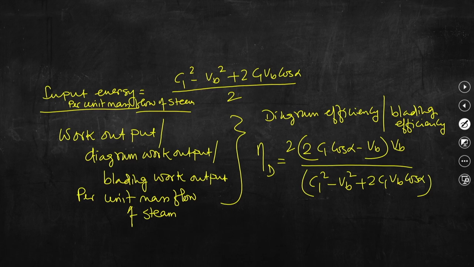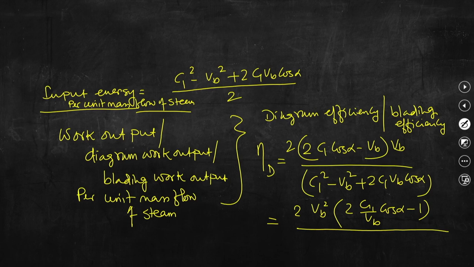We can write one step further like this: 2 Vb square into, taking Vb out from the quantity written in the bracket, 2 C1 by Vb cos alpha minus 1, and if we take C1 square out from the denominator, then 1 minus Vb square by C1 square plus twice Vb by C1 cos alpha. So, this is the expression of blading work or diagram work.